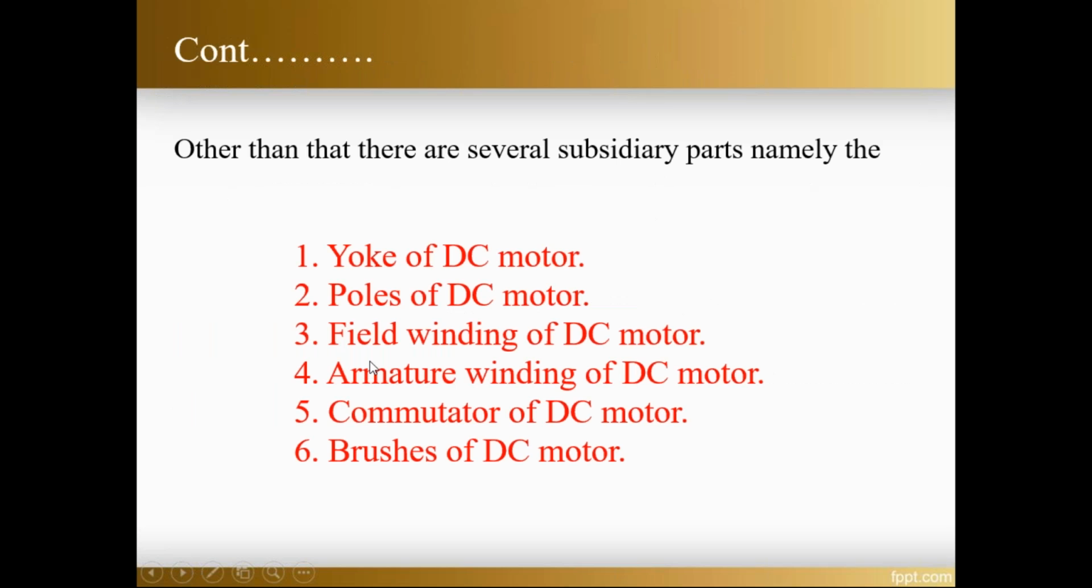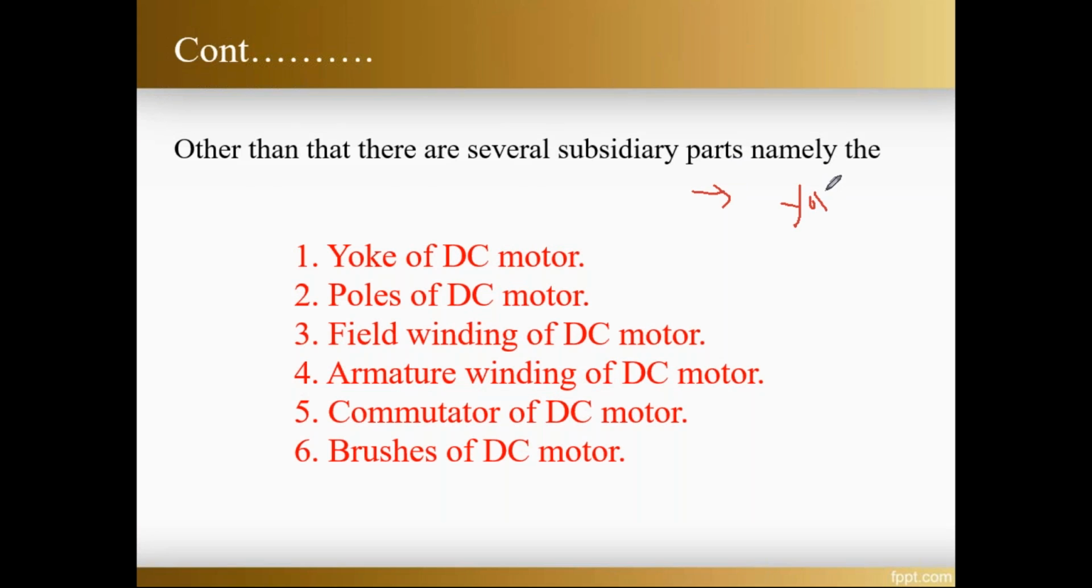Right. So these are the main parts in the DC machine: yoke, poles, field winding, armature winding, commutator, and brush. So these are the six parts. There are three more parts that are not mentioned here, so I will explain all nine parts. Okay, no problem. While coming to the stator, the first one is the yoke.